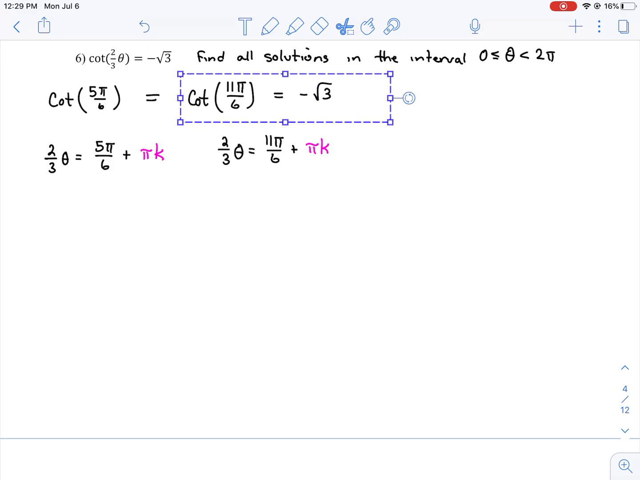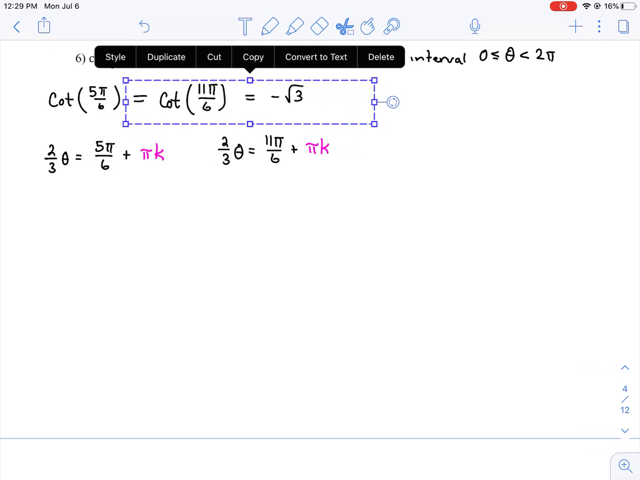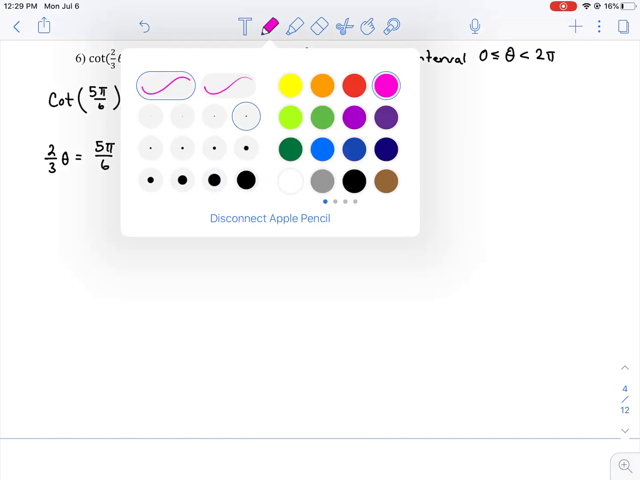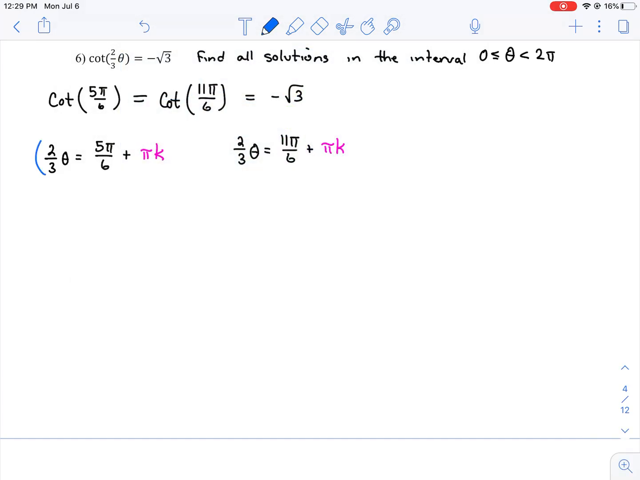Now we don't care what 2/3 theta is equal to. We care about what theta is equal to. So what I'm going to do is multiply each equation by the reciprocal of 2/3, which would be 3/2. So this will be theta is equal to 5 pi fourths plus 3/2 pi k. And if I multiply this equation over here on the right by the reciprocal of 2/3, you get theta is equal to 11 pi fourths plus 3/2 pi k.